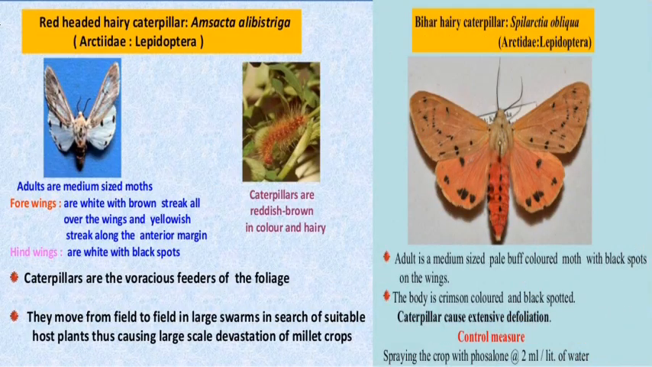Next there are the two species of the hairy caterpillar, that is the red-headed hairy caterpillar and the black hairy caterpillar. These two hairy caterpillars are another minor pest of the sorghum crop, which is a voracious feeder on the foliage plant parts. It also acts as a defoliator. They move from field to field in a large swarm in search of a suitable host plant, thus causing large scale devastation of the millet crops. Both species act as defoliators in the sorghum crop.